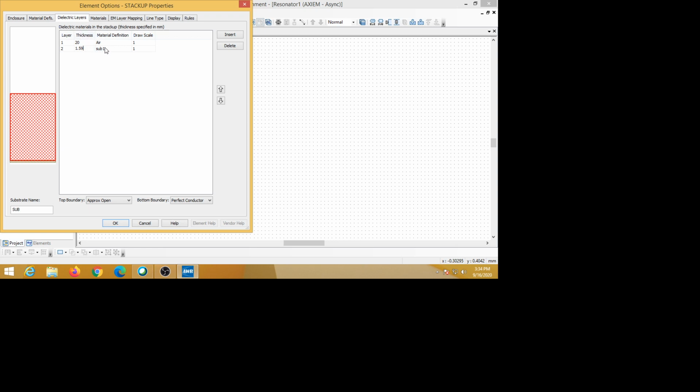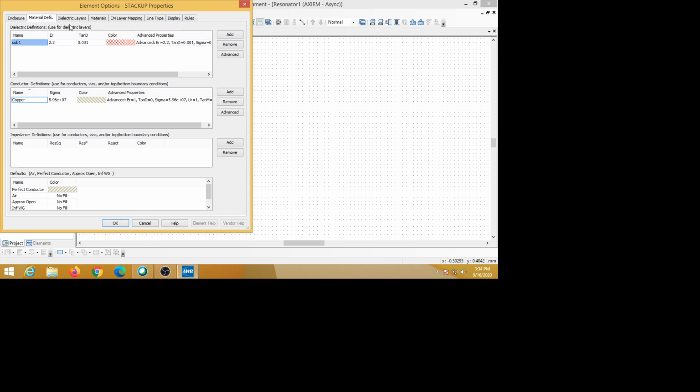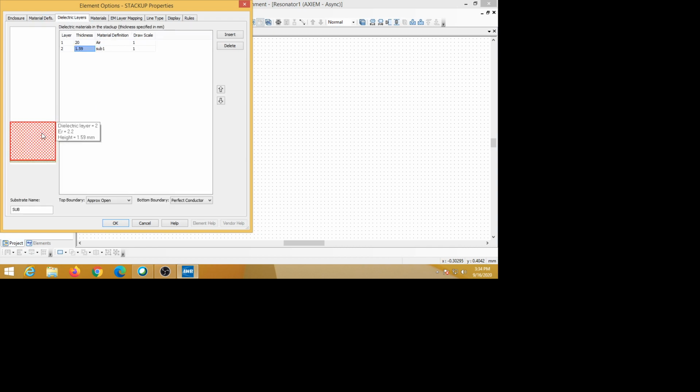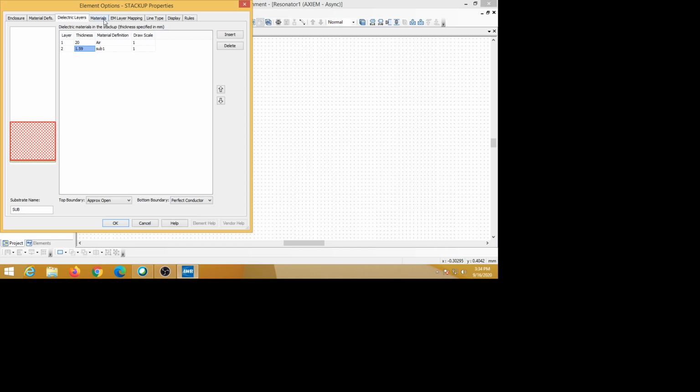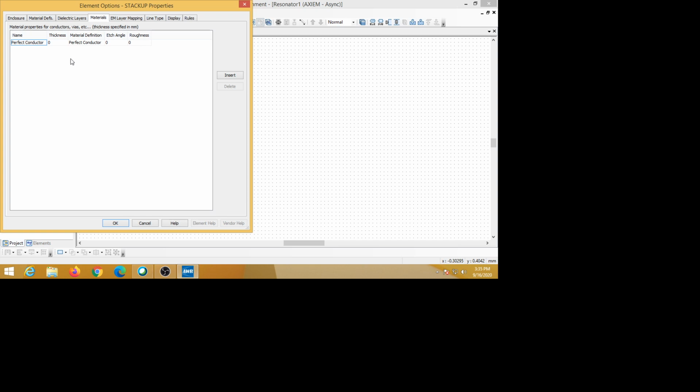Next, we have not defined the copper thickness. Here the substrate thickness we defined is 1.59. You can see now the height is 1.59, epsilon r is 2.2, that is layer 2 in the structure. But we were not provided the thickness of copper, that is the metallization thickness, that we have to provide next to the dielectric. In the dielectric layer we defined the thickness of the dielectric material, but in materials we have to define the thickness of the metallization, that is copper.